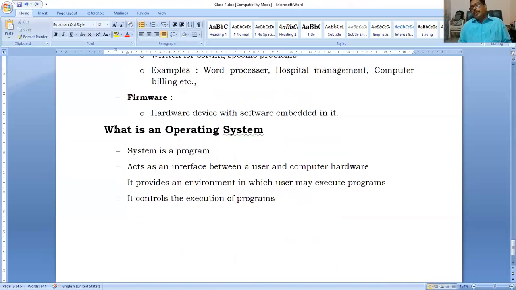And the last topic in today's class: what is an operating system? Try to assume that we are purchasing a new TV. If you want to operate it, what do we do immediately? We open the manual, and according to the manual, it specifies how to operate it and so on. Once we read that, only then can we operate that device.